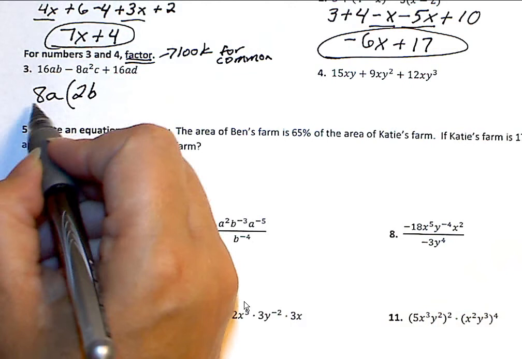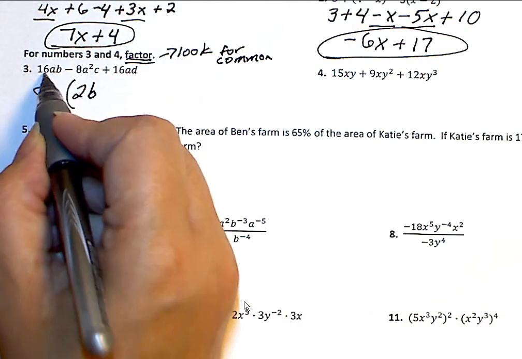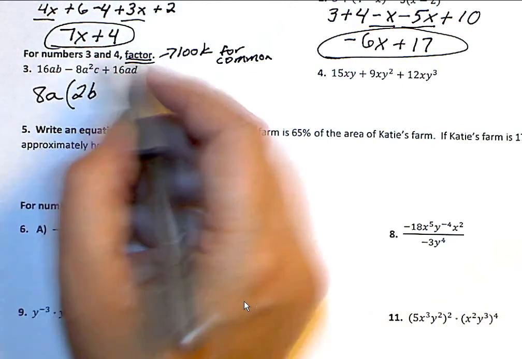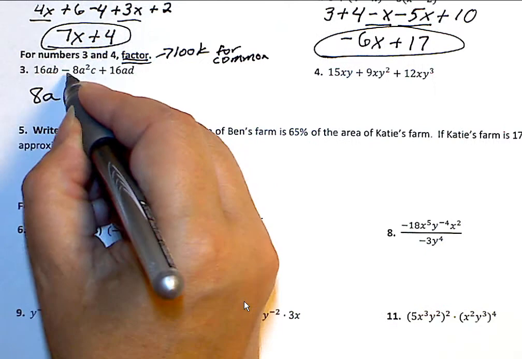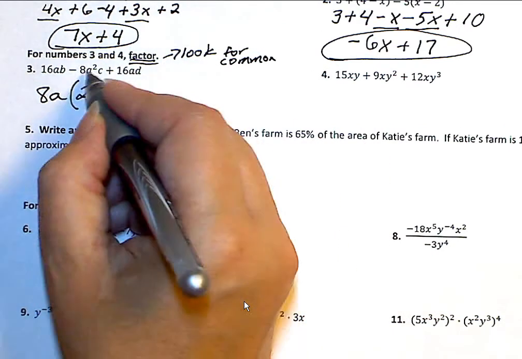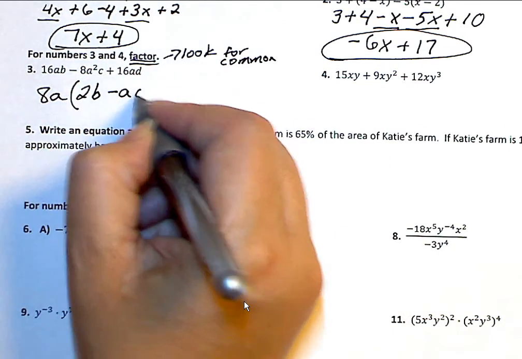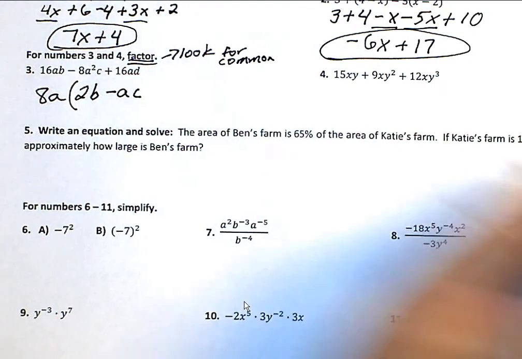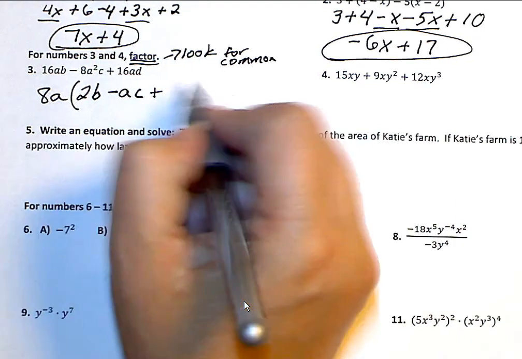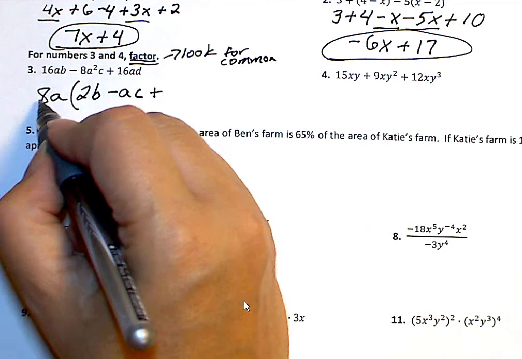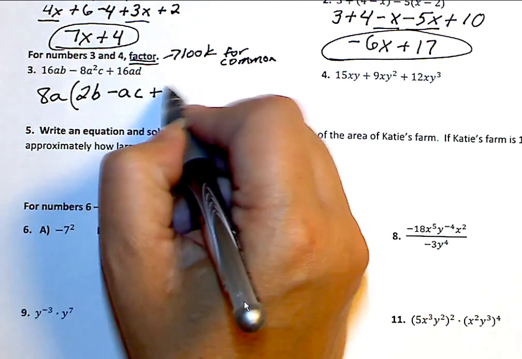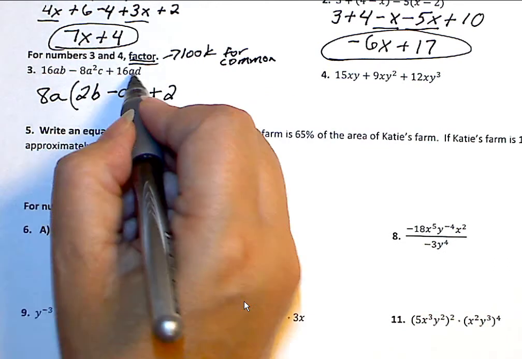So you have 8 times 2 gives me 16. A times B is AB. So I want it to be negative, so I have negative AC plus 2D, because 8 times what gives me 16 is 2. And then I want a D left, so I need a D.